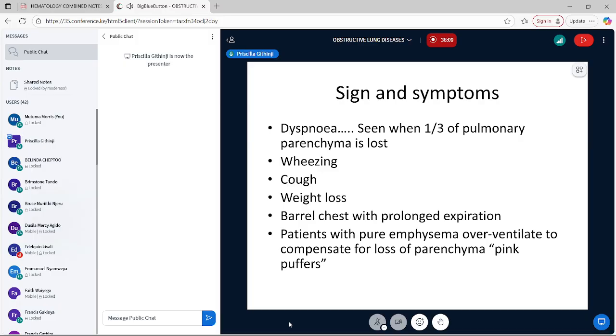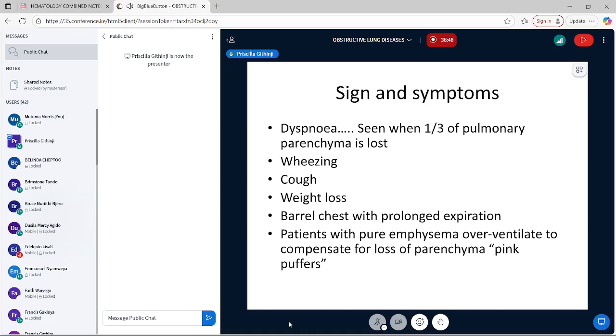So how do these patients present? These patients will present with dyspnea, where you have difficulty breathing, and this will be seen when a third of your pulmonary parenchyma has been lost. These patients are going to have difficulty in breathing. Because of that airway collapse, they're going to present with wheezing. They're also going to present with cough. Of course, there's irritation by the noxious agents and the inflammation, so there's going to be cough.